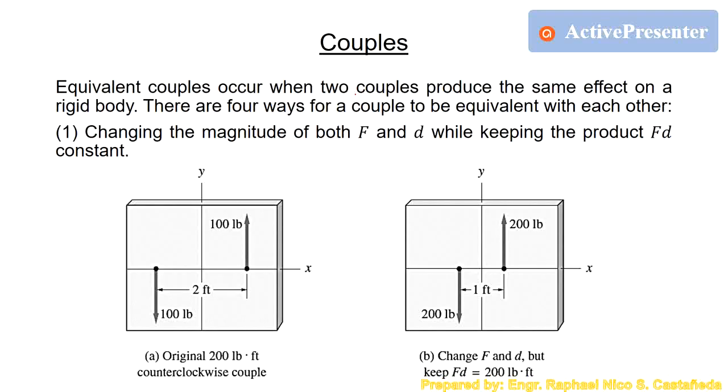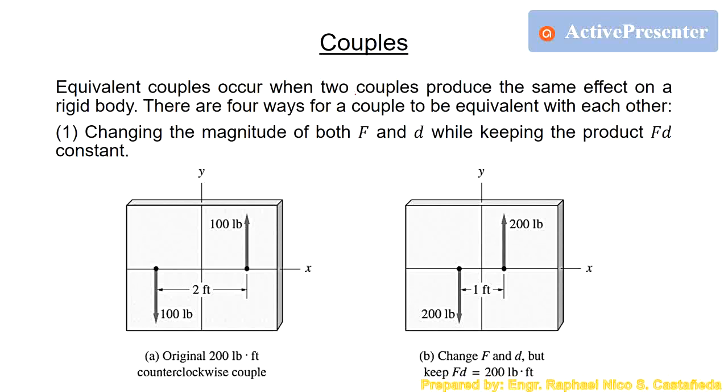So next we will discuss equivalent couples. Equivalent couples occur when two couples produce the same effect on a rigid body. From our previous discussion about equivalent vectors, equivalence means that if forces and couples are applied on a rigid body, they are considered equivalent if the response, or how the body will react to that force, is the same.